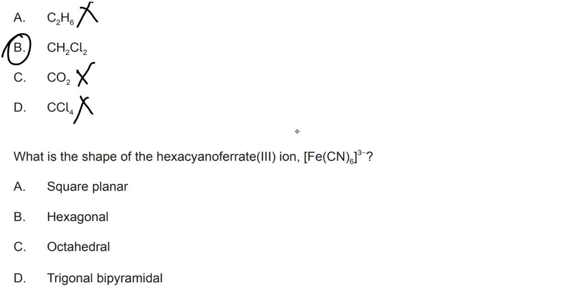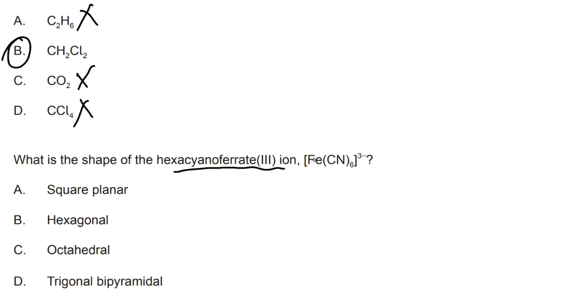What is the shape of the hexacyanoferrate ion? Okay, so this is going to be octahedral, and trigonal bipyramidal is five. We're looking at electron pair geometry. Now I'm wondering, is this going to be square planar, octahedral, or octahedral? I know hexagonal is not the case.